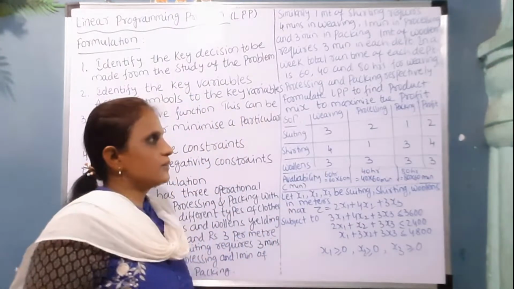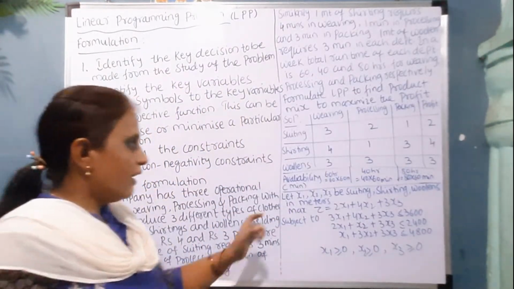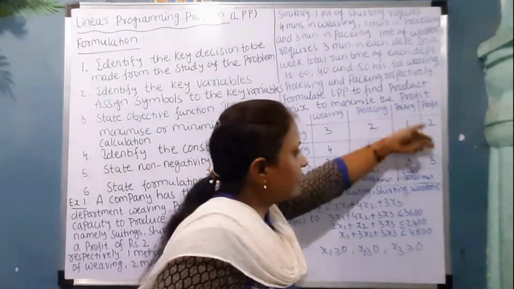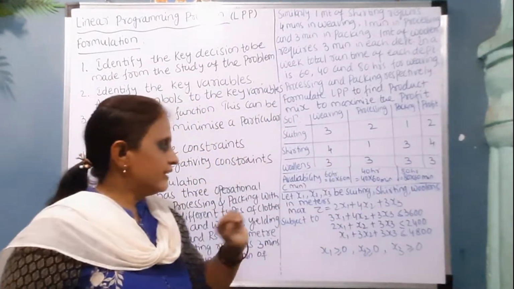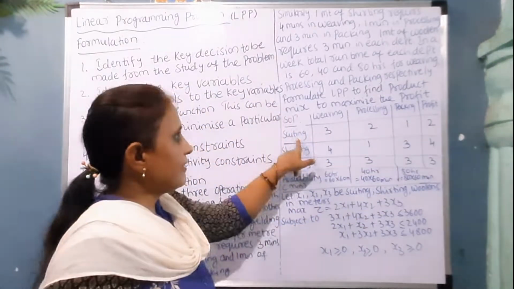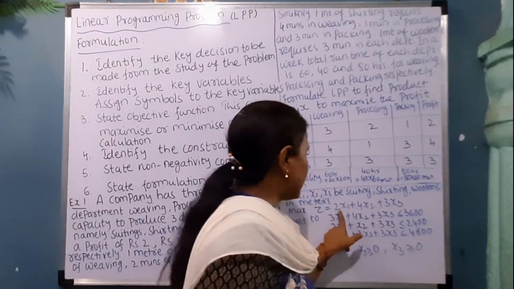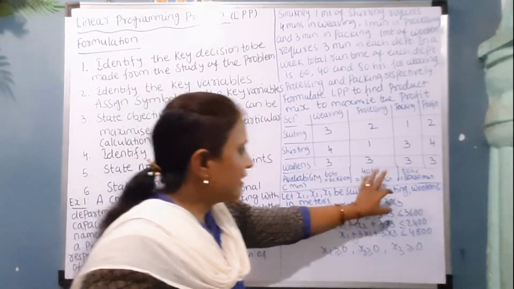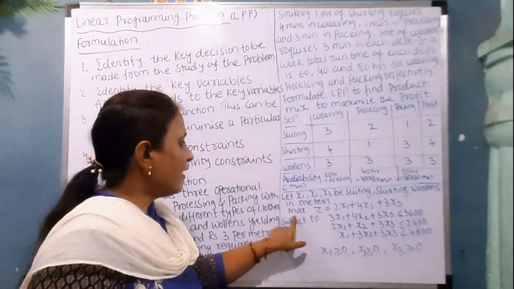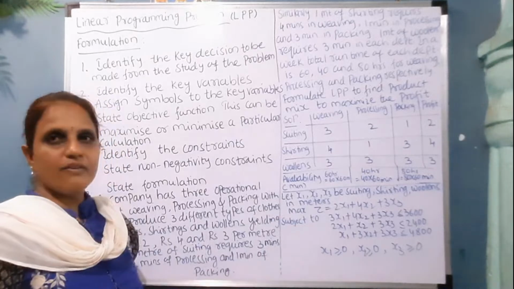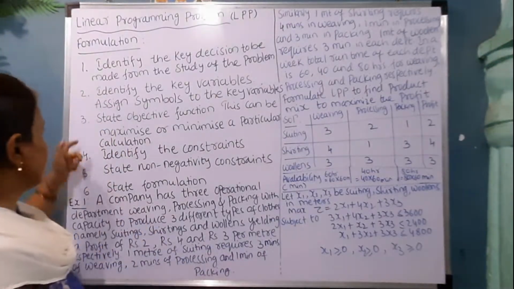So our aim is to maximize the profit. It will be written as z equal to, adding all this we get the total profit. 1 meter of suiting has 2 rupees of profit. So z equals 2x1 plus 4x2 plus 3x3. Our aim is to maximize this. This is the objective function. The next thing is what we have to do.